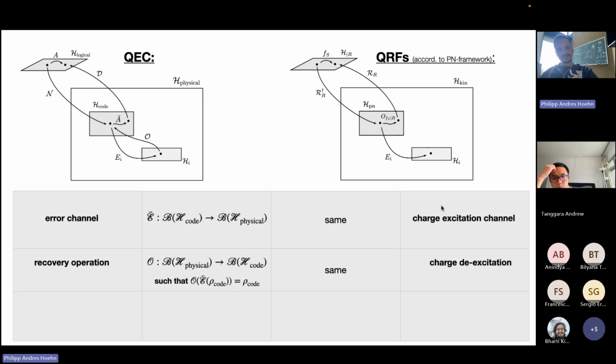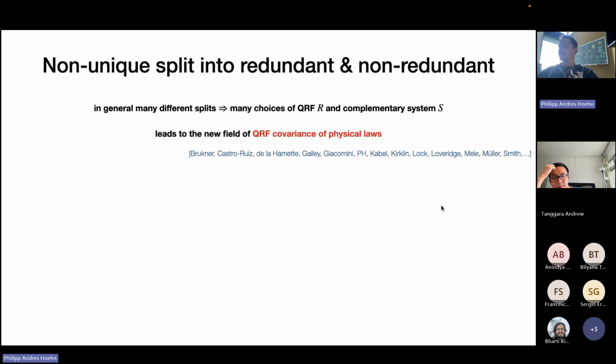And then maybe one last thing that also comes towards explaining why this approach to quantum reference frames is called perspective neutral. As I mentioned, there are many different splits that you can have into redundant and non-redundant in gauge theories. And so you can have many different choices of quantum reference frame in a given gauge theory. And this has in recent years led to this new field of quantum reference frame covariance. So you look at what happens when you want to change quantum reference frame in your problem and how physical properties change under this.